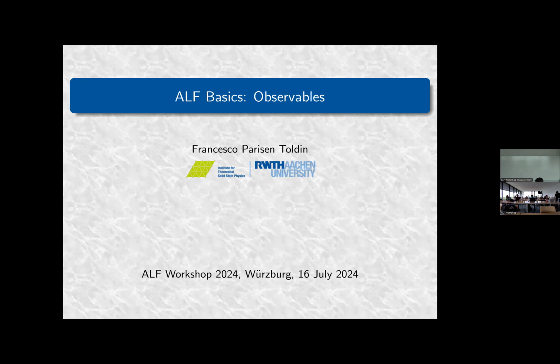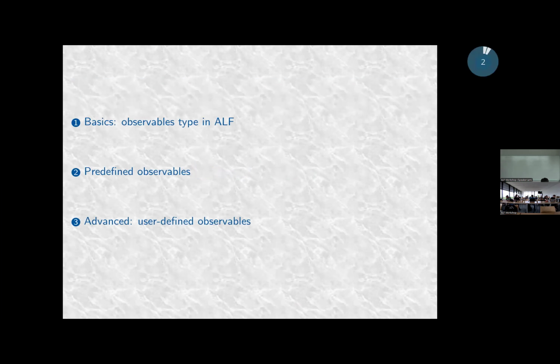So I will cover the observables as they are structured in the ALF package. This is a brief outline of the talk. I will first present the way the observables are stored inside the program, so the types and how they are defined. Then we'll move to show you some of the most important predefined observables. We have a big set of observables which are already predefined and have a common structure. And then, of course, one often wants to define one's own observable, and we'll cover this in the last point.